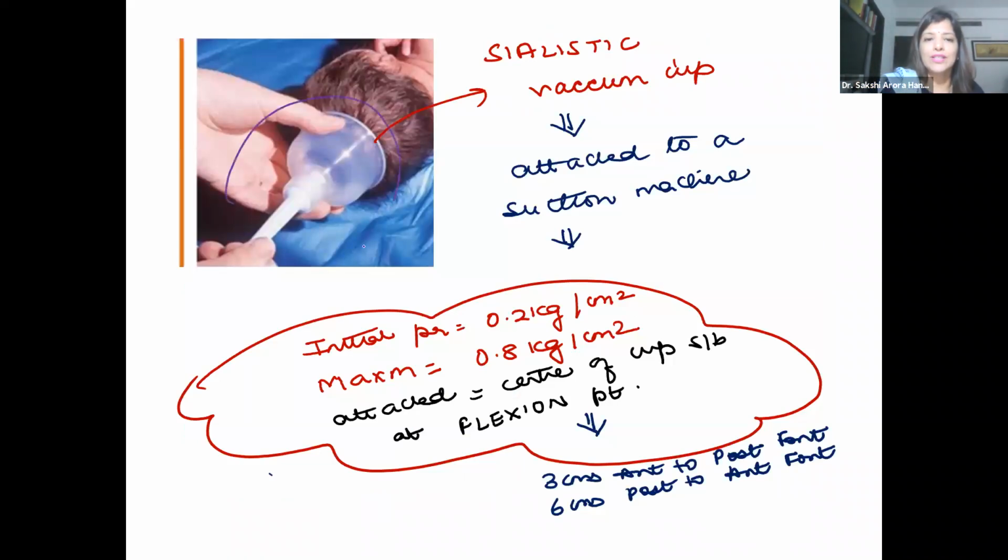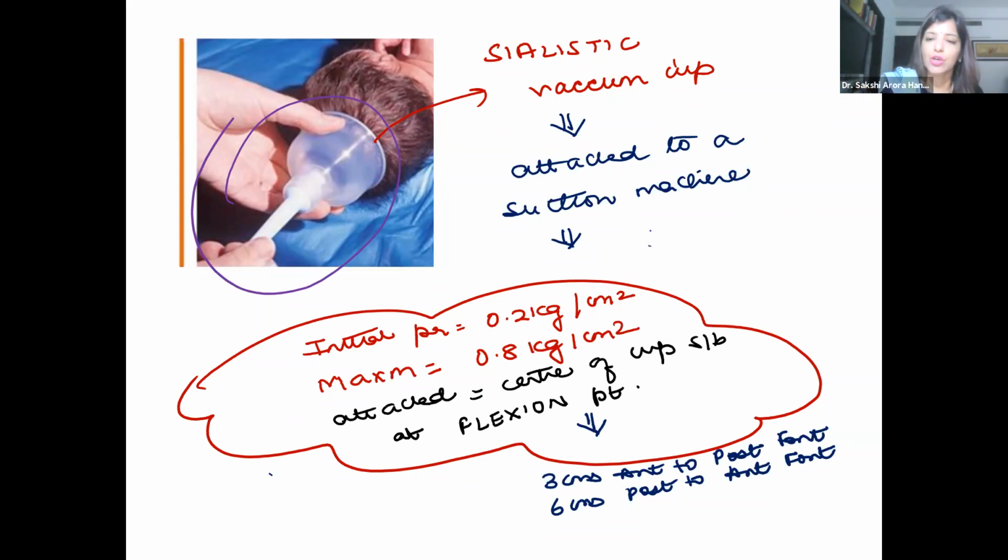Now let's look at vacuum over here. What you are seeing is a vacuum cup. This is a silastic vacuum cup. Silastic vacuum cups are the ones which are used these days. Metallic cups are no longer used. And in a vacuum, the initial pressure is 0.2 kg per square centimeter. Finally, the maximum pressure is 0.8 kg per square centimeter, right? Whenever you are applying vacuum, you have to be very sure that the center of the cup lies at the flexion point.